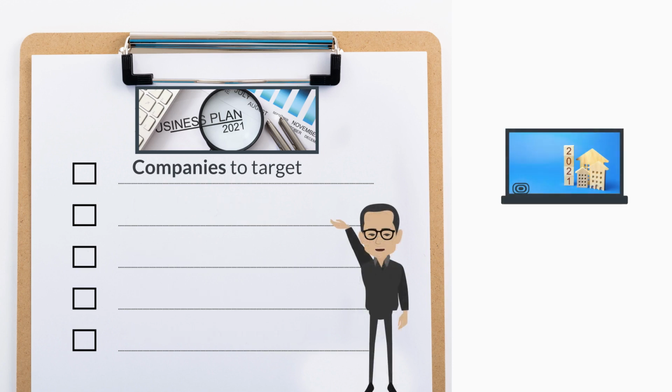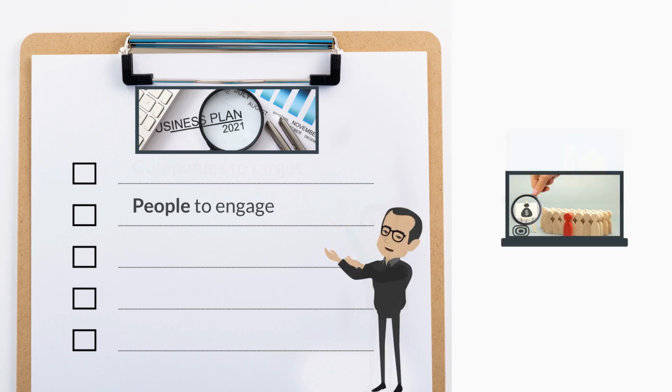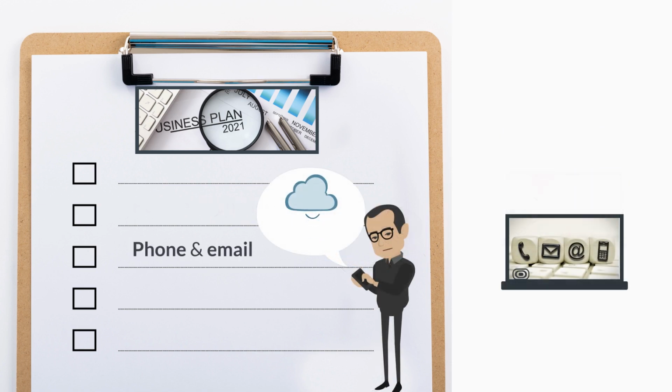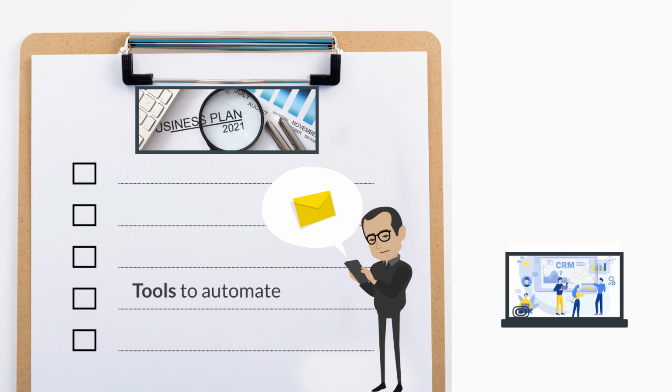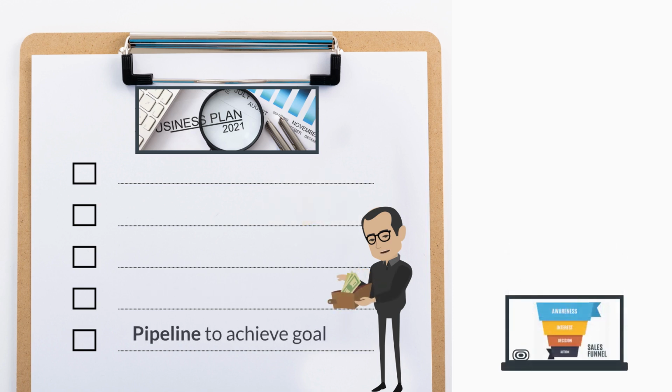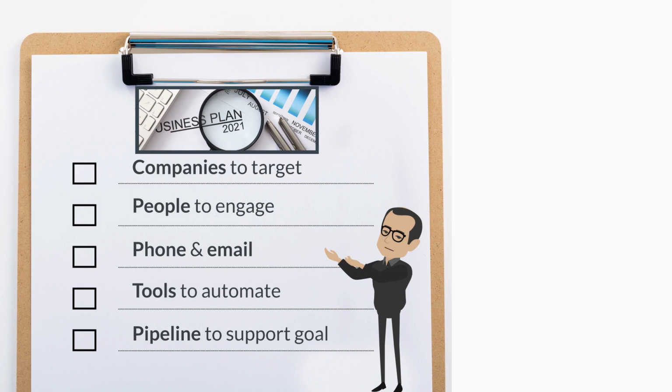It starts with determining what companies to focus on. Then identify the people to engage. Next, you need to determine their email addresses and phone numbers. You also need to select the tools that you will use. Do you want to use old-fashioned spreadsheets and software like Act and Goldmine to plan and track your activity, or use a modern digital marketing CRM solution? And finally, have you determined what your sales pipeline needs to look like in order for you to reach your income goals? Once you have these 5 areas addressed, you are pointed in the right direction and are on your way to a successful 2021.